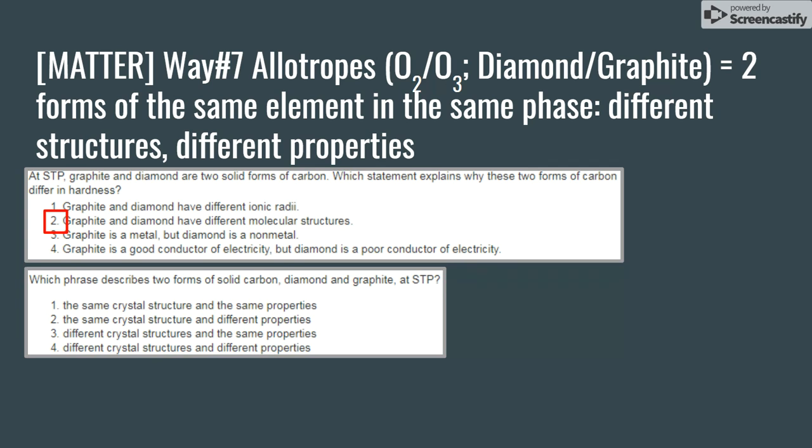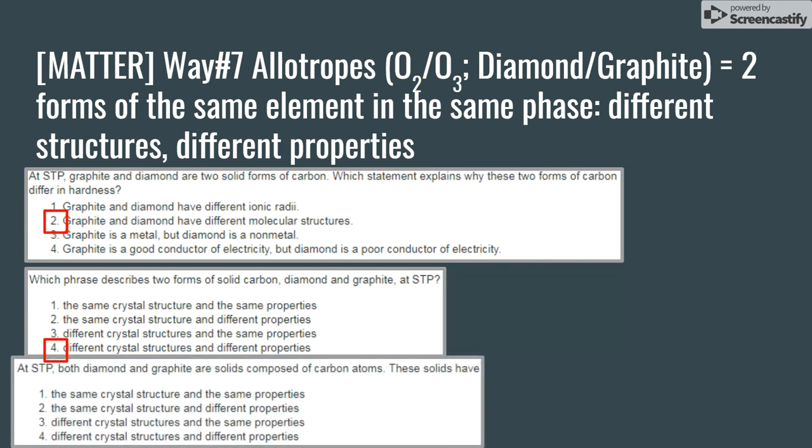Okay, once again, you see diamond and graphite. You should immediately think allotropes. Different structures, same element, but different properties. Therefore, the answer has to be 4. They have different crystal structures and therefore have different properties.